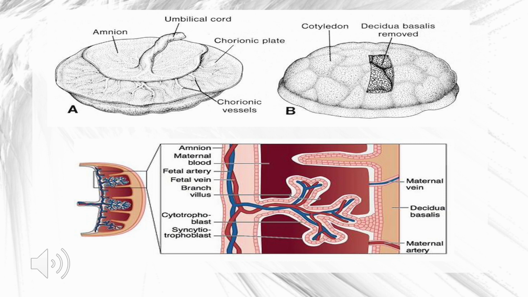The decidua forms a number of decidual septa which project into intervillous spaces but do not reach the chorionic plate. Because the decidual septa do not reach the chorionic plate, the contact between intervillous spaces in the various cotyledons is maintained.